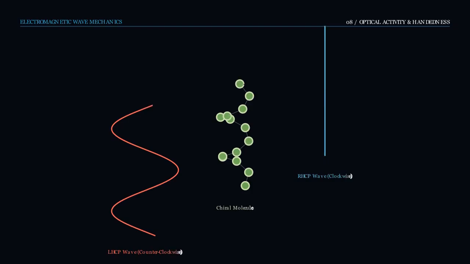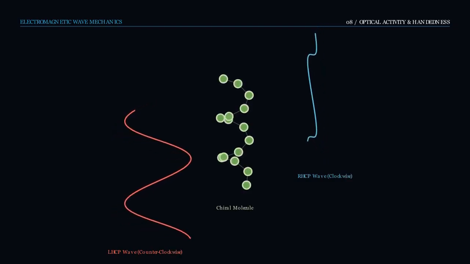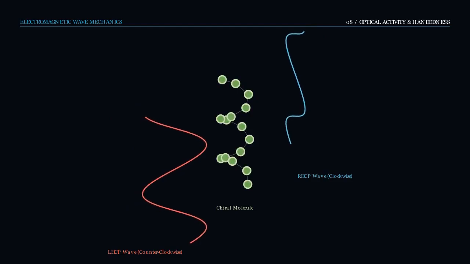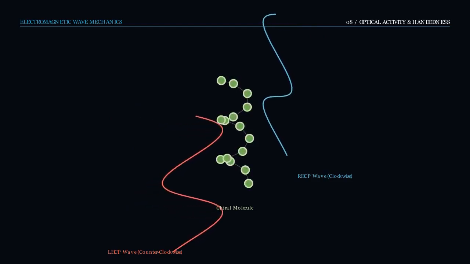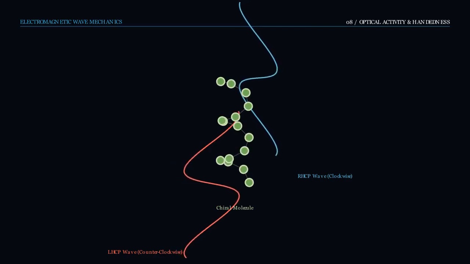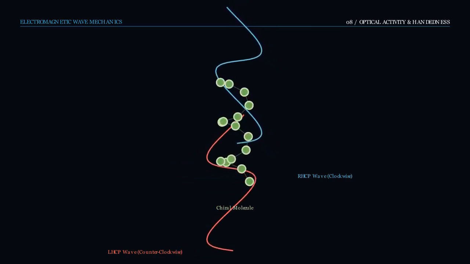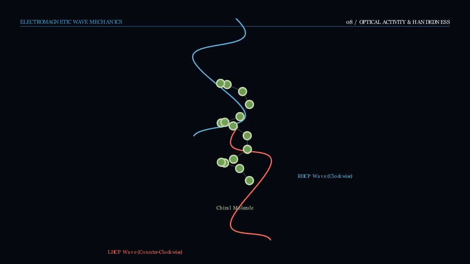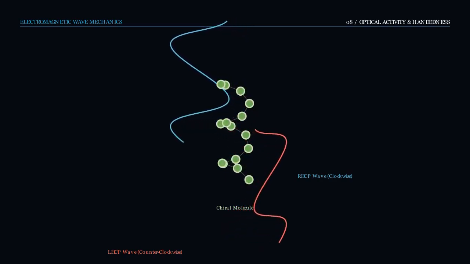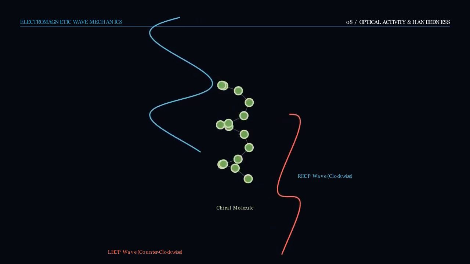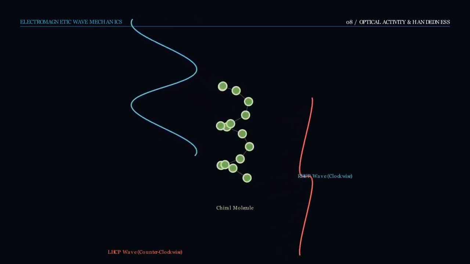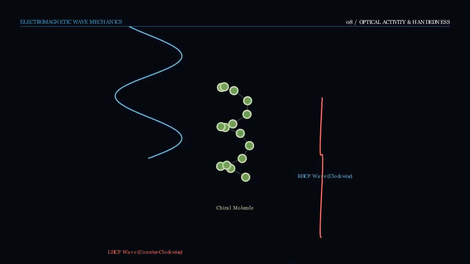Let us visualize this projection in 3 dimensions. If the vector rotates clockwise when looking toward the oncoming wave source, it is right-handed circular polarization. If it rotates counterclockwise, it is left-handed circular polarization. As this helical wave travels through space, it interacts with materials on a molecular level. Molecules with helical structures, like certain sugars or amino acids, absorb or refract one rotational direction more than the other, a phenomenon known as optical activity.